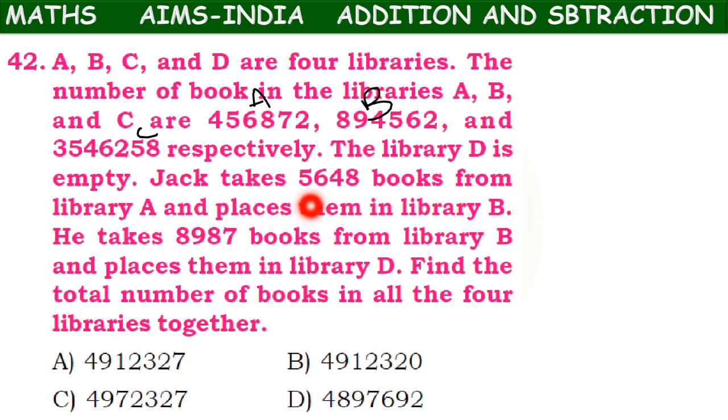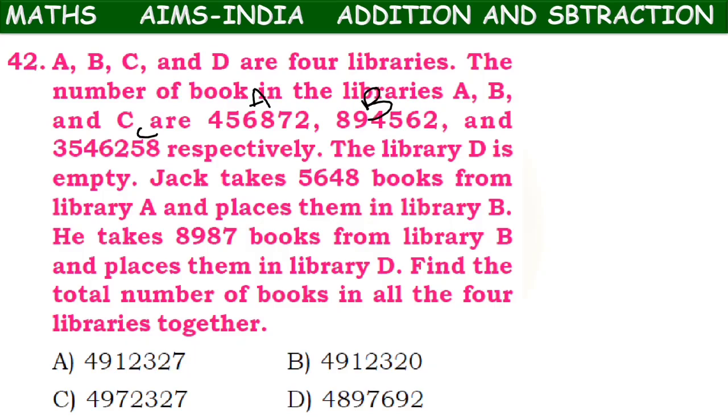Now Jack takes 5,648 books from A and puts them in library B. Yes, and then what does he do next? He takes 8,987 books from library B and places them in library D. Now find the total number of books in all the 4 libraries together.